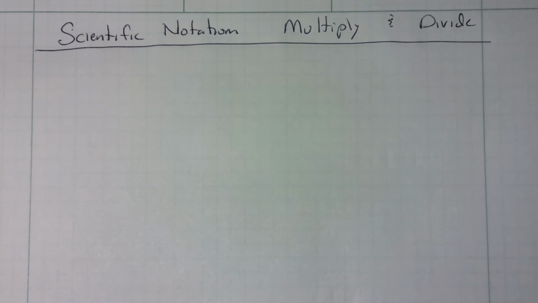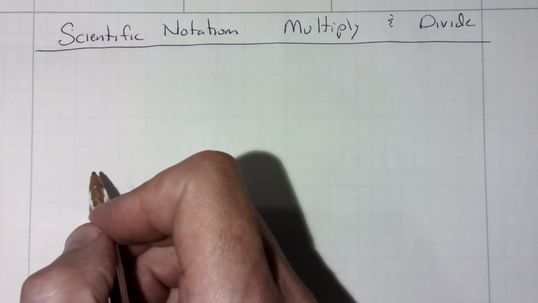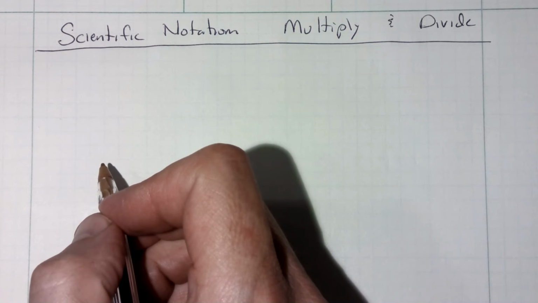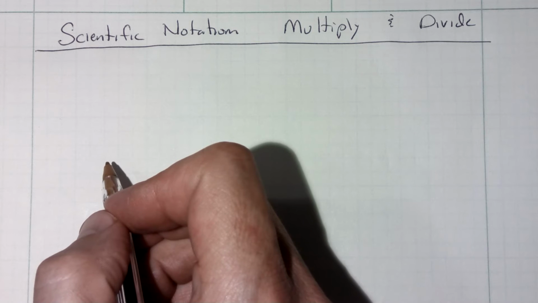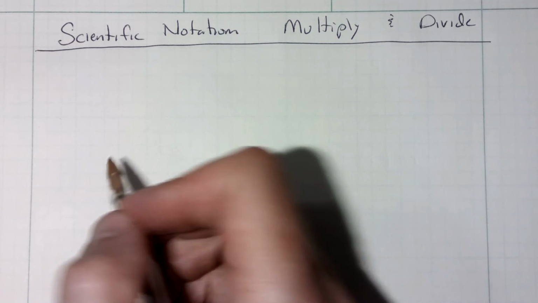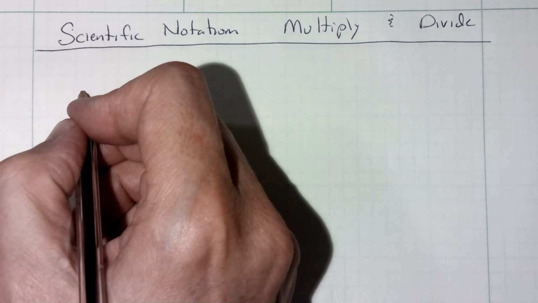Hello. Today we're going to learn about scientific notation and how to multiply and divide numbers written in scientific notation. To multiply and divide, it's all about rearranging or grouping the number that's written in front and the 10 raised to the power. Let's do a couple examples and hopefully this will make sense.